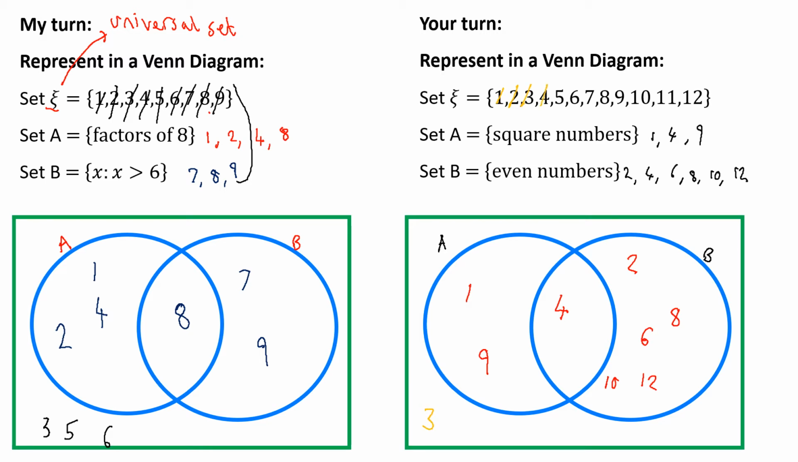4 is. 5 isn't. 6 is already in a set. 7 is not in a set, so 7 will come here. 8 is in a set. 9 is in a set. 10 is in a set. 11 is not in a set. Okay, that's how we go about filling in Venn diagrams using set notation.